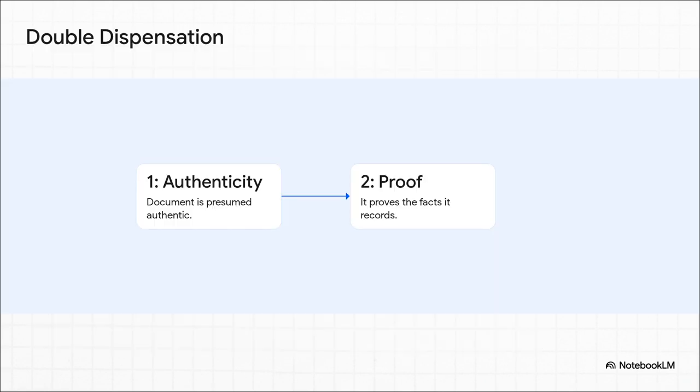Now, here's where it gets really good. Section 44 gives you what we call a double dispensation. It's a 2-for-1 deal, and you've got to know this. First, it gets the document in the door. It's presumed authentic. And second, it actually proves the facts written inside it. That is an incredibly powerful shortcut.